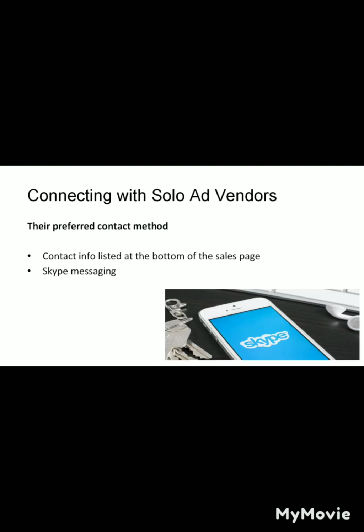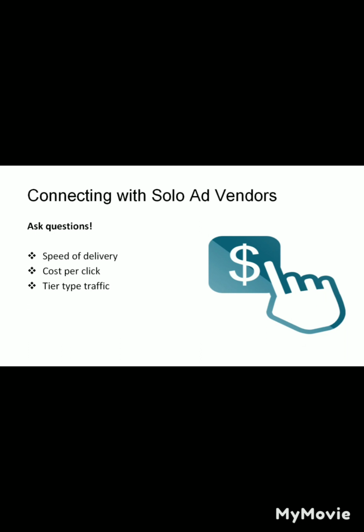Now, when it comes to contacting solo ad vendors, there are only 2 aspects that you need to go through to decide if he or she is the right vendor for your business. First and foremost, always use their preferable way to contact them. Usually, they would have contact info listed at the bottom of their sales page. Generally, solo ad vendors prefer to get contacted through Skype messaging, which is a really good way to converse in real-time without the need to waste time waiting for a reply, be it through email or social media chat messages. The second aspect is to ask questions.